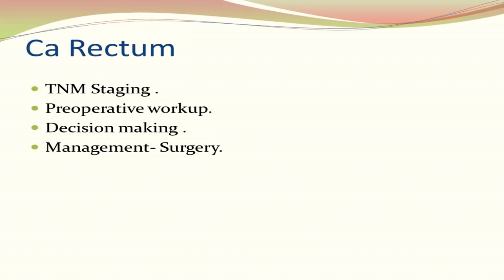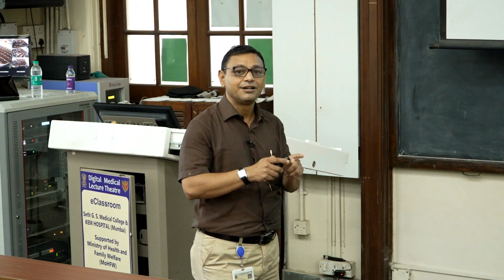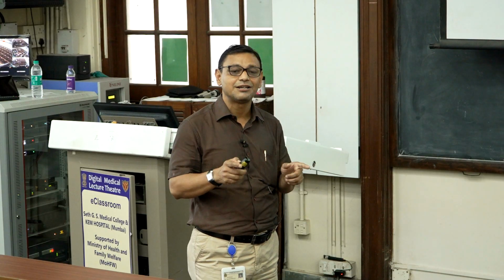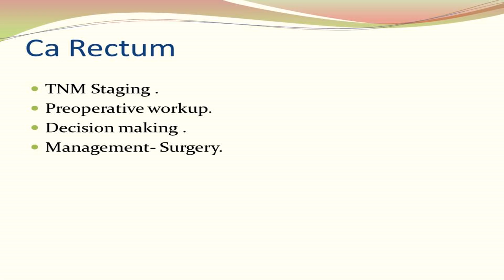Now again, how did I divide the topic of CA rectum? I will be talking about the TNM staging in CA rectum. I will be talking about the preoperative workup of CA rectum. In case everything is diagnosed, your stage, how are you going to decide which patient is going to require surgery, which patient is going to require chemotherapy, which patient is going to require radiation? So decision making in CA rectum, and last, different types of surgical management of a growth in the rectum. That is management and that is surgery. So this is the way I have divided the whole talk: TNM staging, preoperative workup, decision making in CA rectum, and management or the surgical part.